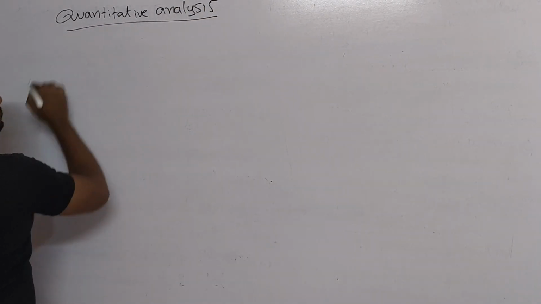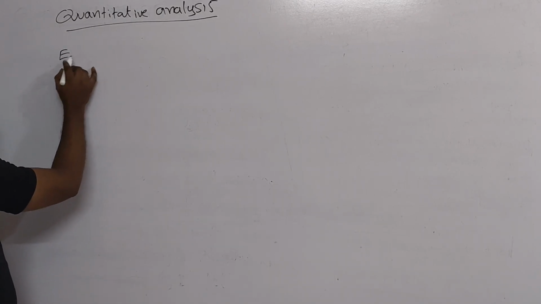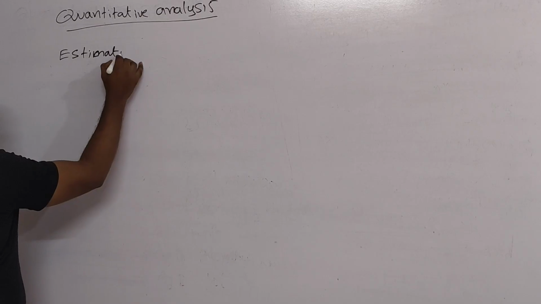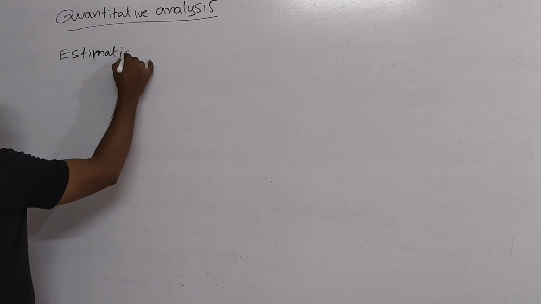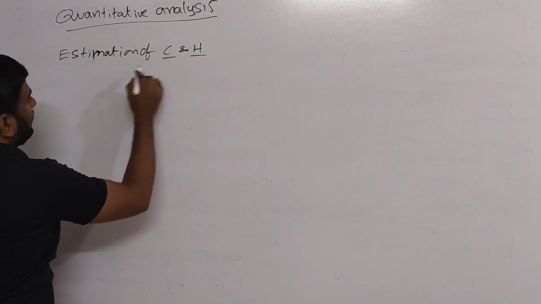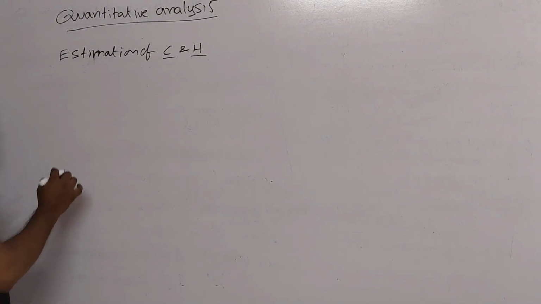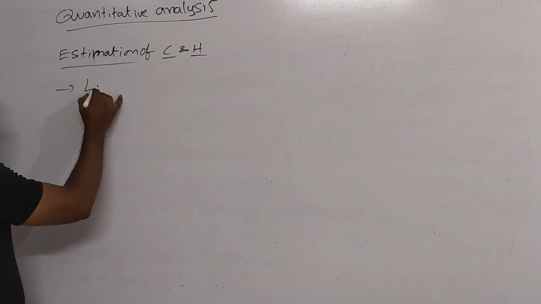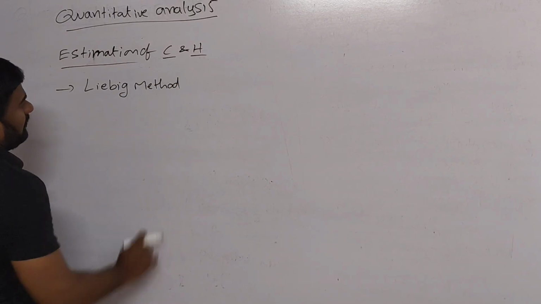Okay, so in this quantitative analysis, first we will estimate carbon and hydrogen. Estimation of carbon and hydrogen. How can we estimate carbon and hydrogen in a given organic compound? Carbon and hydrogen are estimated by the Liebig method.